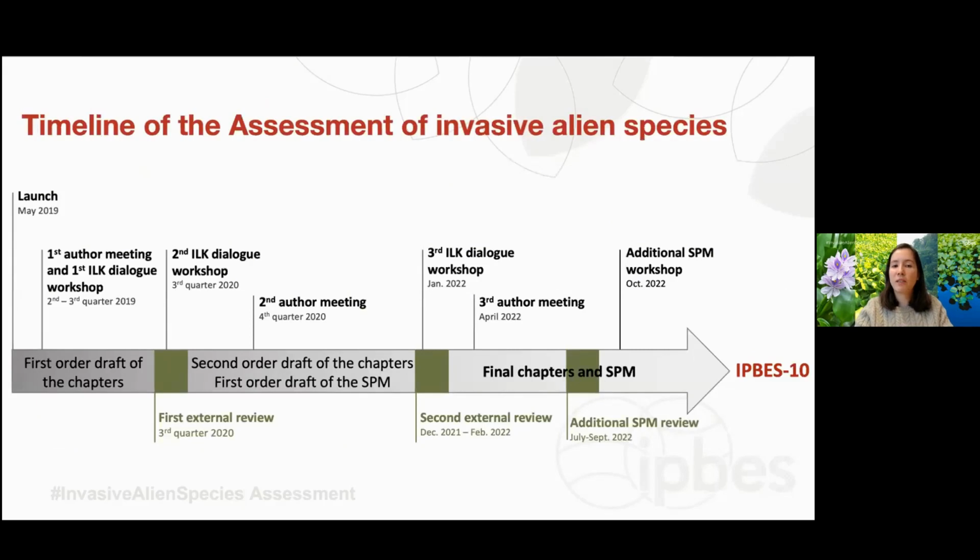This is the timeline of the assessment. As I said before, this is done in a sequential process. We had 3 major phases. The first one being the development of the first draft of the chapters. The second phase was the development of the second draft of the chapters and the first draft of the summary for policymakers. And the last phase was the development of the final chapters and summary for policymakers. Each of these phases included an author meeting, a meeting with indigenous and local knowledge participants, and an external review.